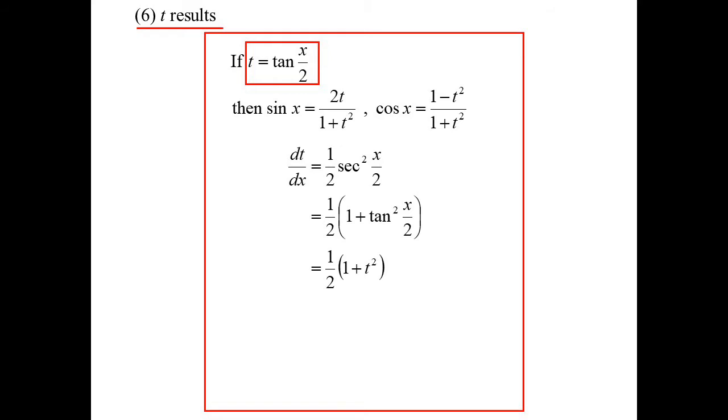Well then dt/dx is a half sec squared (x/2), which becomes a half (1 plus tan squared), so half (1 plus t squared). We end up with dx is 2 dt on 1 plus t squared. That's like another t result. You don't have to derive that each time, but if you do forget, then obviously we go through that differentiation process. That's where it comes from. But as I say, that's basically your t result for our substitution.